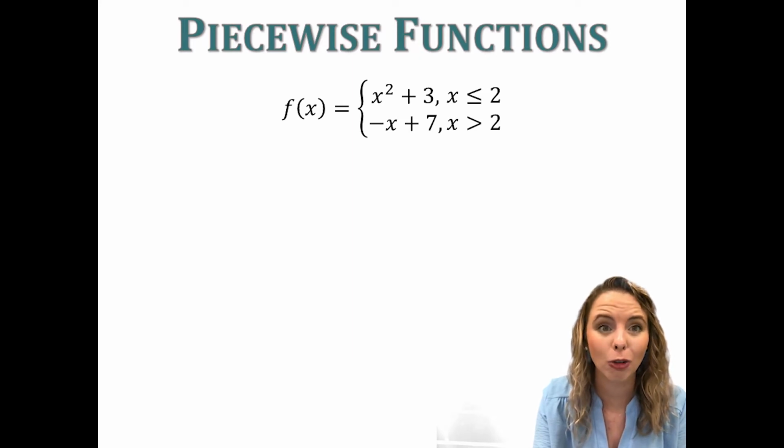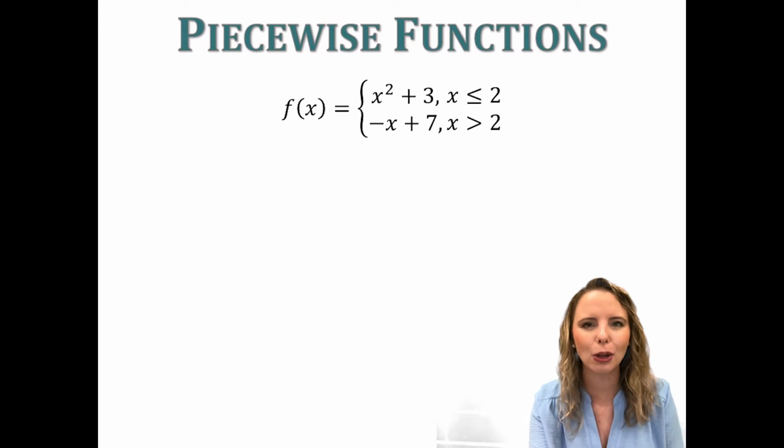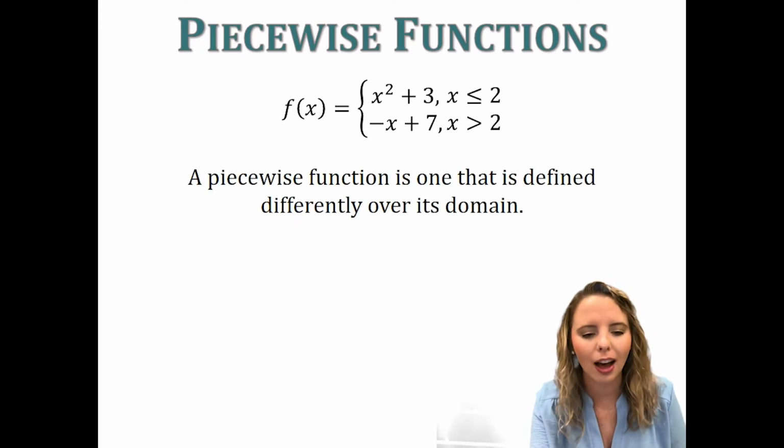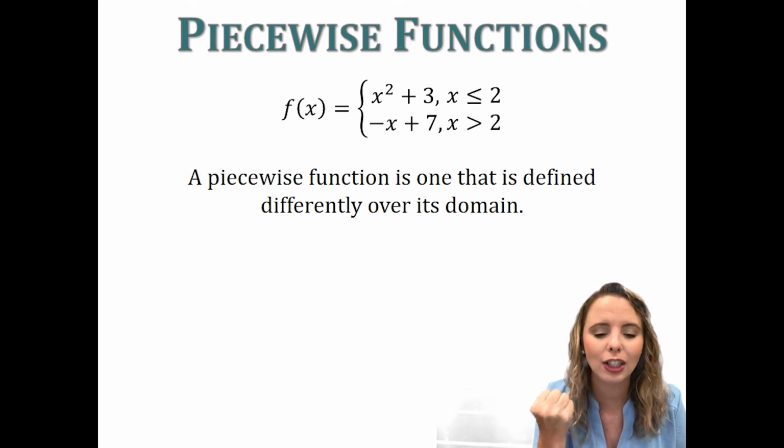It has domain restrictions. So we see that x squared plus 3, comma, x is less than or equal to 2. Then we see negative x plus 7, comma, x is greater than 2. So that's the special part of piecewise functions. A piecewise function is one function. It's multiple functions that form together to make one function because they're defined differently. The function is defined differently over its domain.